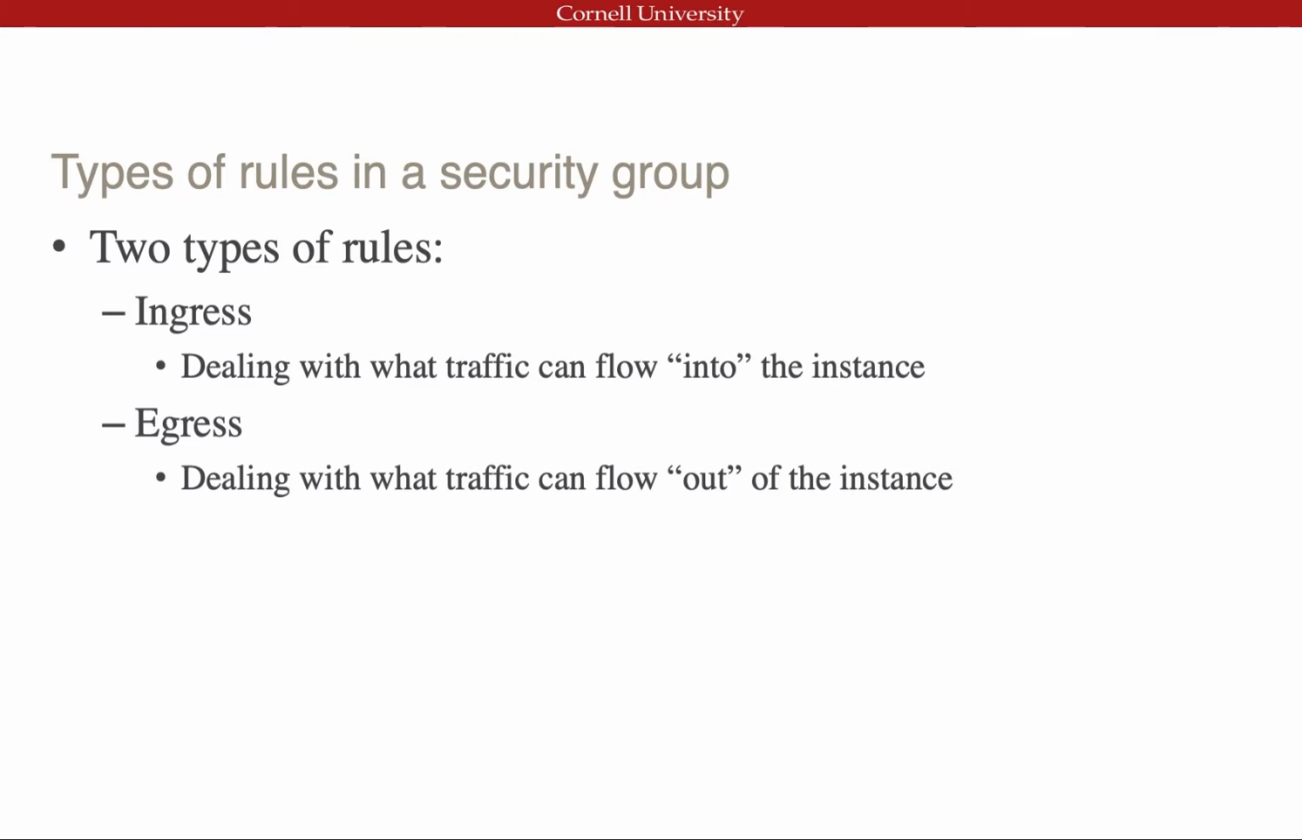As I mentioned, our current security group only has default rules. The default rules are two egress or output rules, which allow the instance to output from the instance to the internet. We're now going to add in an ingress rule that allows traffic to go into the instance and potentially connect to the instance.